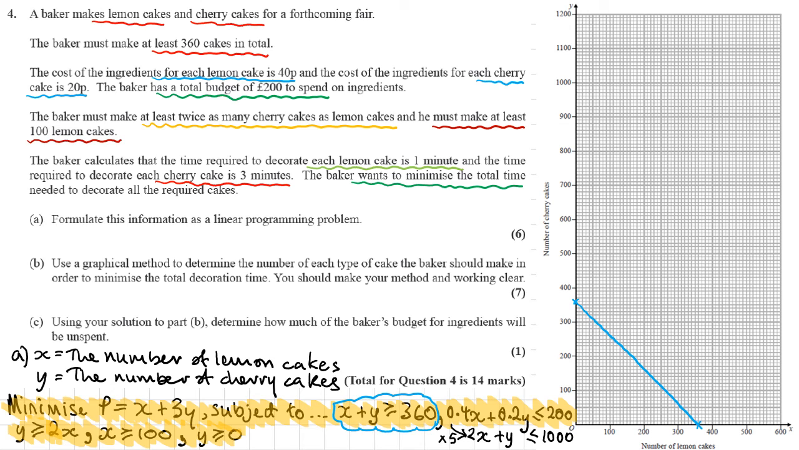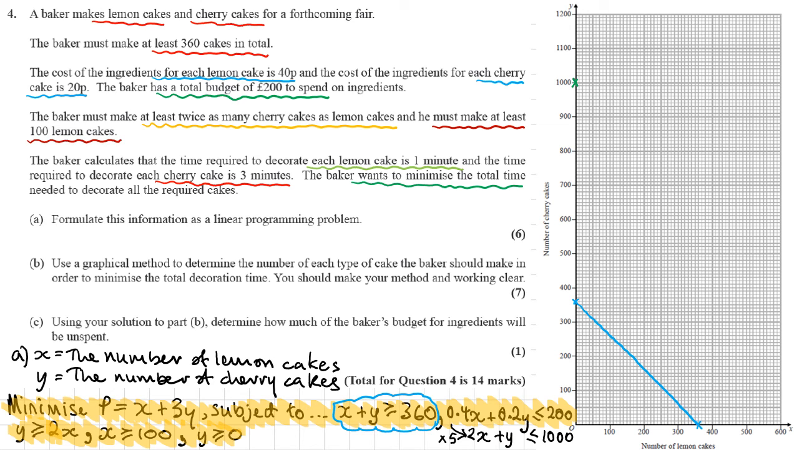Okay, so let's draw this line then. So when I make x equal to 0, y is going to be 1000. So I'll mark that on. And when y is 0, x is going to be 500. So I'll mark that on as well.